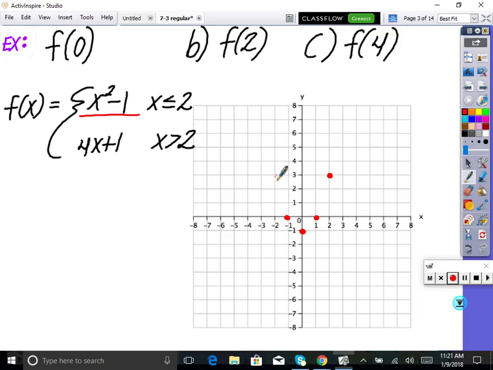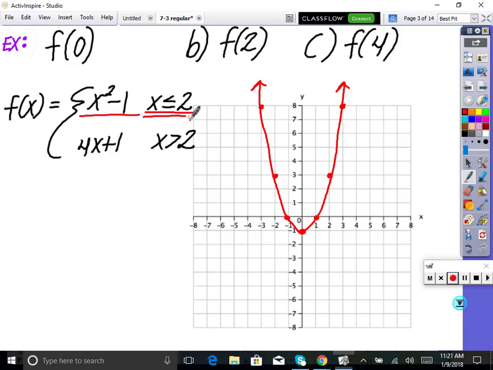-2 is at 3. What's 3 at? 8. Cool. And then -3 is at 8. So look, I have my quadratic graph. Does everybody see? But now we're only keeping that for x values less than or equal to 2.